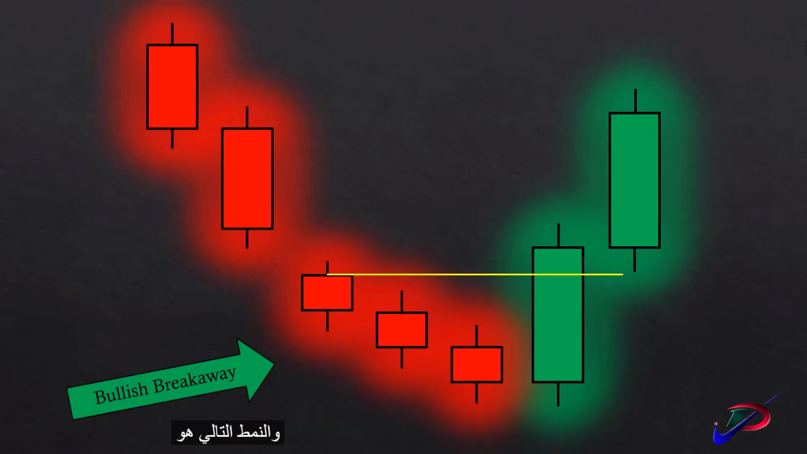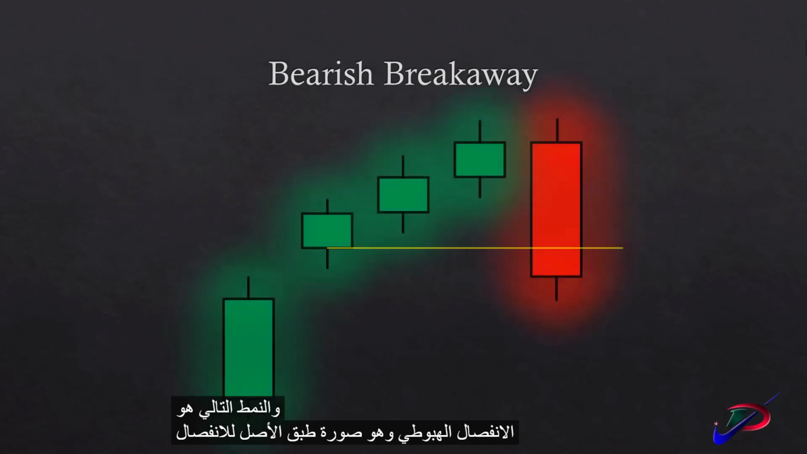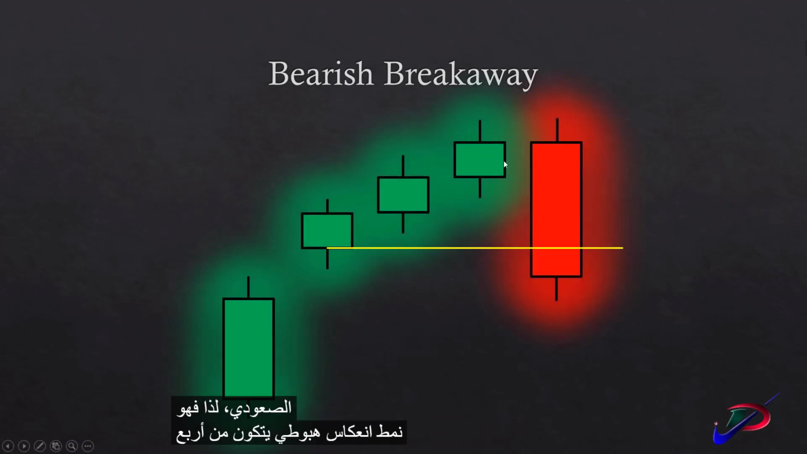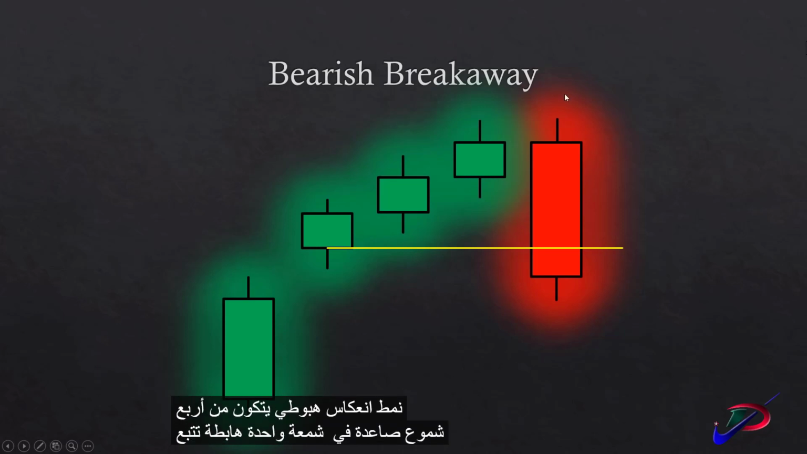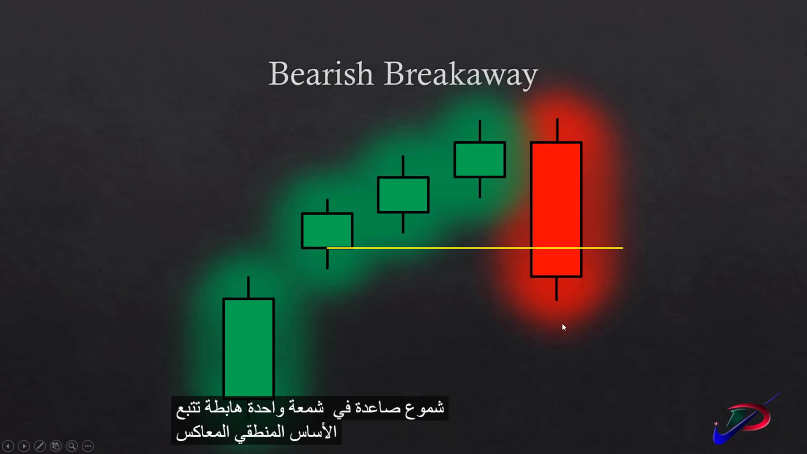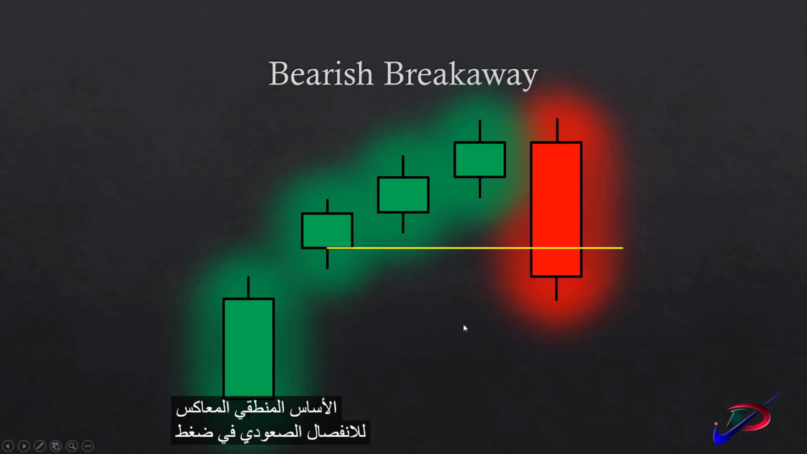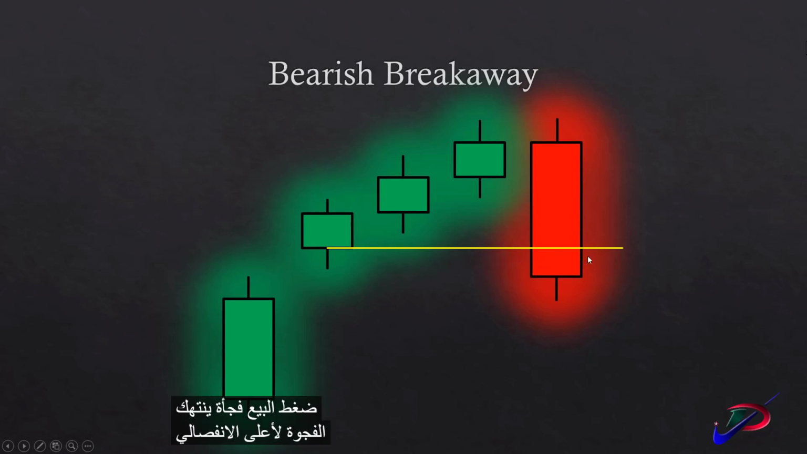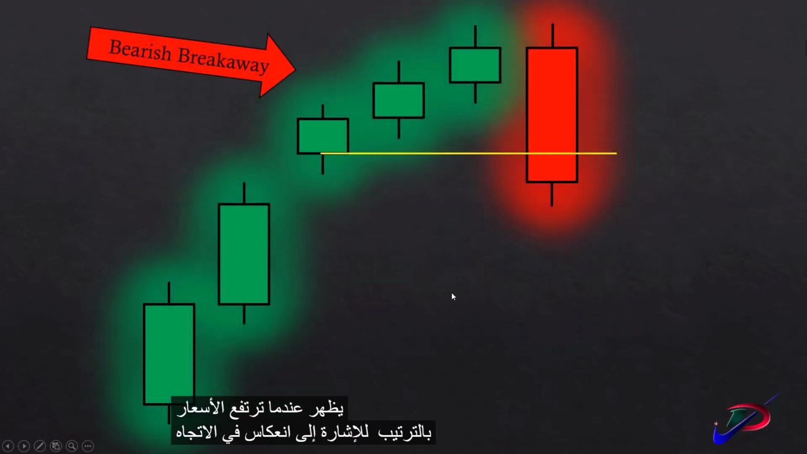The next pattern is the bearish breakaway, which is the mirror image of the bullish breakaway, so it's a bearish reversal pattern formed by 4 bullish candles and 1 bearish candle. Following the opposite rationale of the bullish breakaway, in the bearish breakaway, buying pressure slowly exhausts itself in the middle 3 candles of the pattern after the gap up, and the selling pressure suddenly appears, violating the gap up. The bearish breakaway appears when price is going up in order to signal a reversal to the downside.